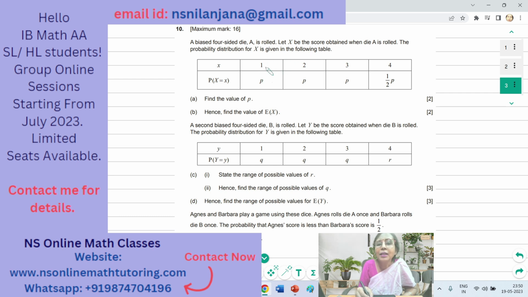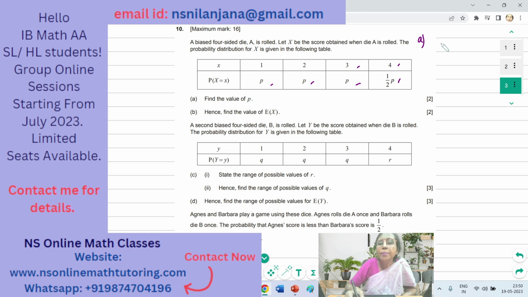The four-sided dice is numbered as 1, 2, 3, and 4. If it had been an unbiased dice, then the probabilities of getting any of these four numbers would have been 1 over 4 each. But since this is a biased dice, the probabilities of getting 1 is P, of getting 2 is also P, getting 3 is also P, and getting 4 is half P. Subpart A says find the value of P.